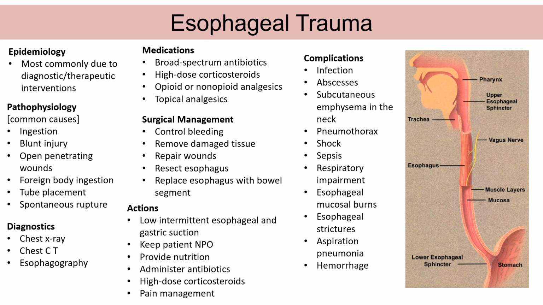These patients will have an NG tube, low intermittent esophageal and gastric suction. They should be NPO. Provide nutrition, antibiotics, pain management.